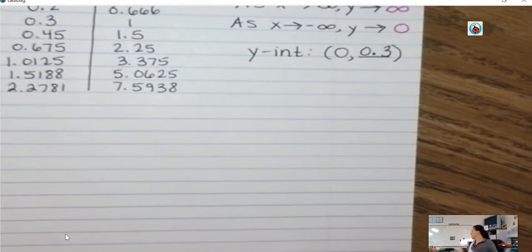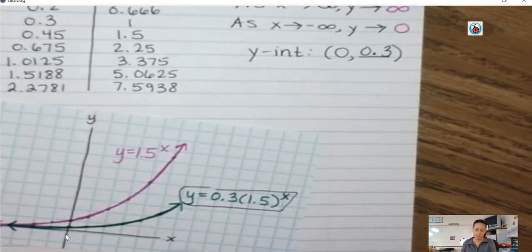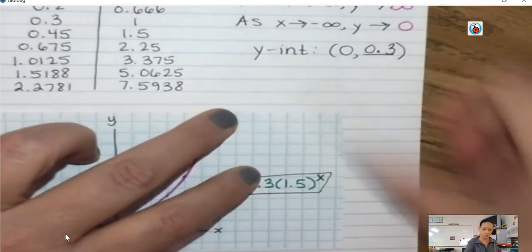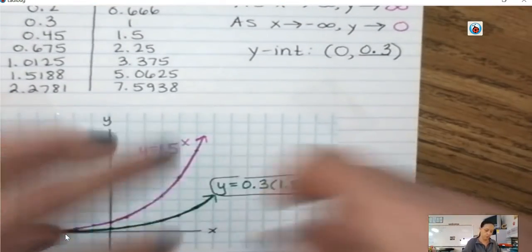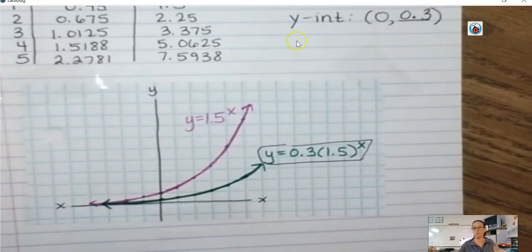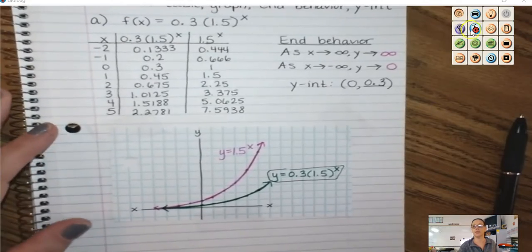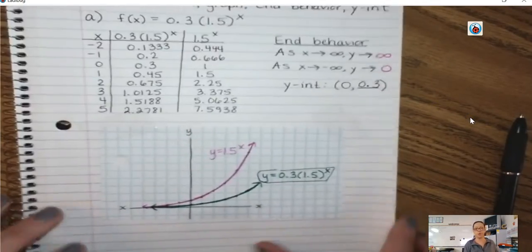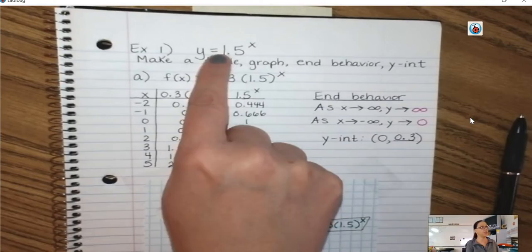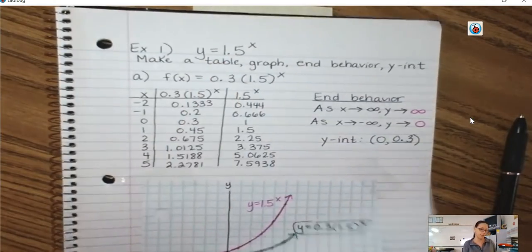Okay, if you want to cut those out and glue the graph into your notes, and then we're going to do this again. Make sure your notes are nice and neat and easy for you to read. Okay, we're going to do the same thing. Our original equation will still be the 1.5 to the x power.